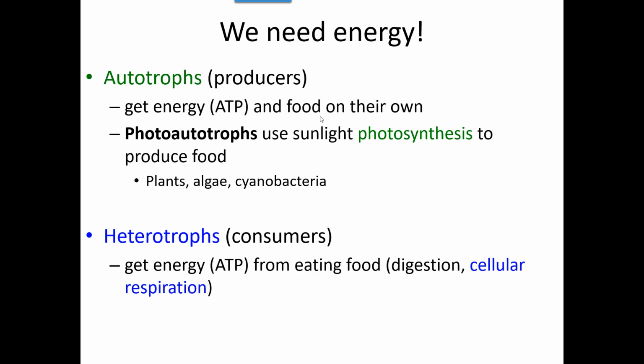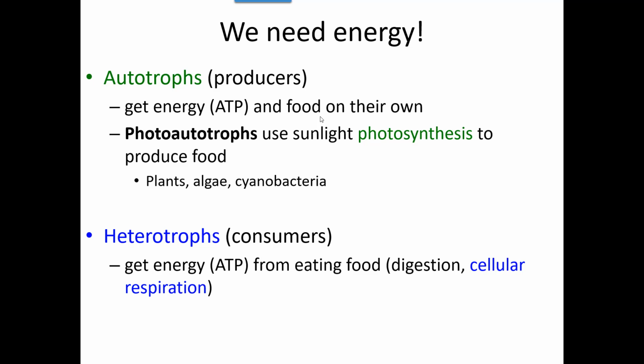So we need energy. The big question is, where do we get it? Autotrophs are organisms that can make their own energy. They can take sunlight and make the energy that's needed. We don't have that luxury, but autotrophs get all of their ATP and all of their food on their own. If they're hungry, they just make some more food. How they do that is through the process of photosynthesis, that chemical reaction. They use energy from sunlight to produce their food.